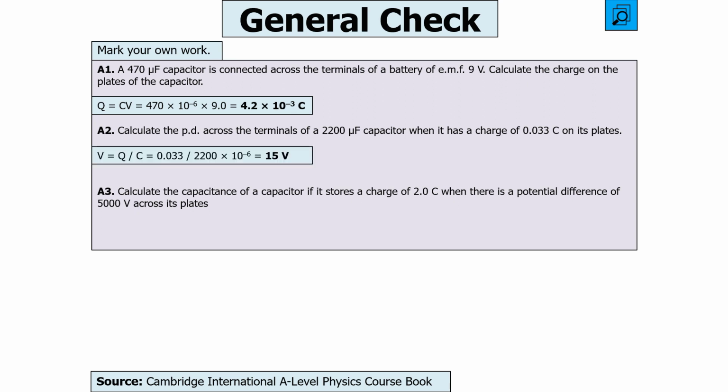We rearrange this one to make V the subject. V is Q over C. Once again, we turn micro into the normal farads by times 10 to the minus 6, and we get 15 volts out. Then finally, we say capacitance is charge over potential difference, so we work it through and we get 4 times 10 to the minus 4, which is 400 microfarads.